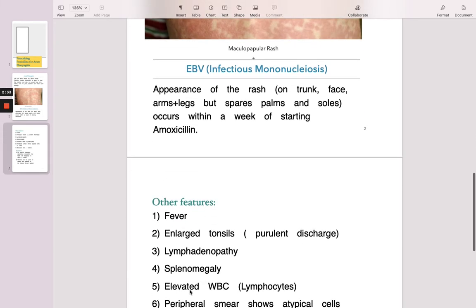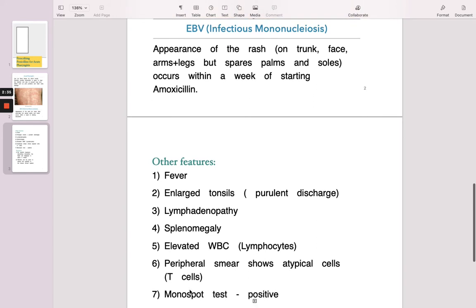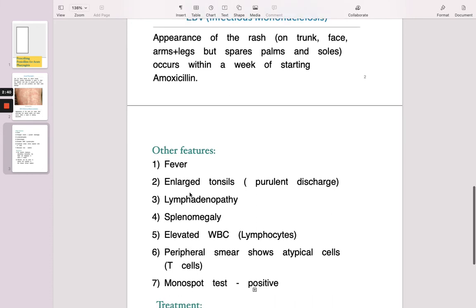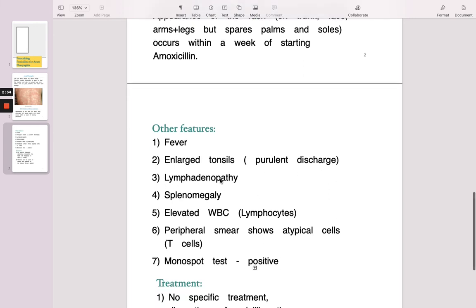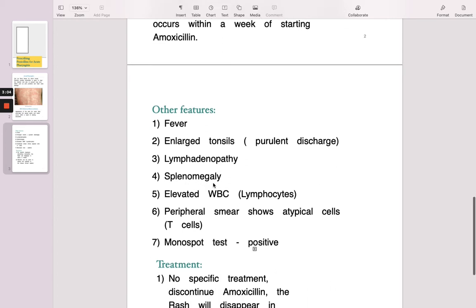Okay. Other features that would present with infectious mononucleosis besides the rash would be fever. Fever would be high grade, from 103 to 104 degrees Fahrenheit, enlarged tonsils with purulent discharge, meaning pus coming out of the tonsils. Lymphadenopathy would be majorly located in the neck area, so cervical lymph nodes, the anterior nodes as well as the posterior nodes. Spleen would be enlarged, meaning there would be splenomegaly.